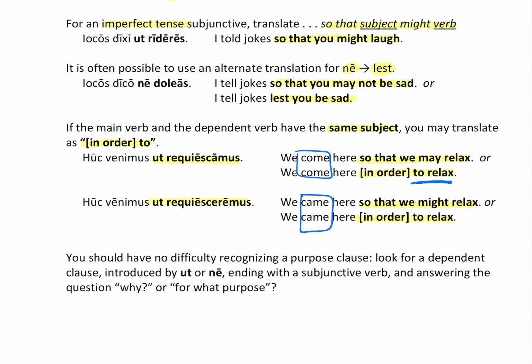Only two tenses. Now, you should have no difficulty recognizing a purpose clause. Look for a dependent clause introduced by ut or ne. That is your key. They always have an ut or a ne, ending with a subjunctive verb and answering the question why or for what purpose. That is all there is to it.